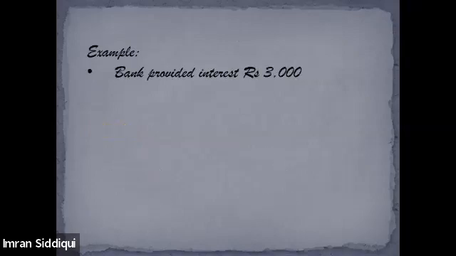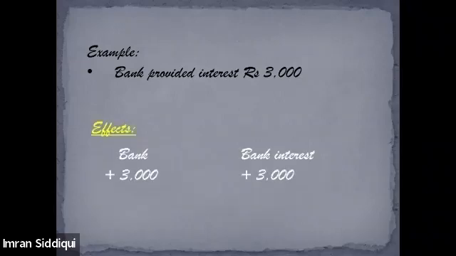Okay. Now, bank provided interest of 3,000. Now see, provision of interest is a revenue for the business. If the bank provides interest, it is considered a revenue for the business. When the bank provides interest of rupees 3,000, because of this event, the overall bank balance will increase, because interest provided by the bank is directly credited to the bank account itself. So overall bank balance will increase by 3,000. But on the other hand, our revenue will also increase by 3,000. Bank interest is a revenue.